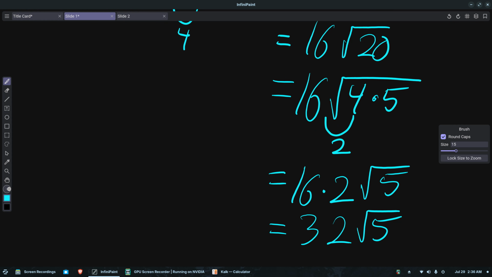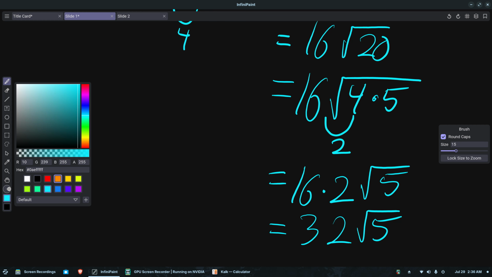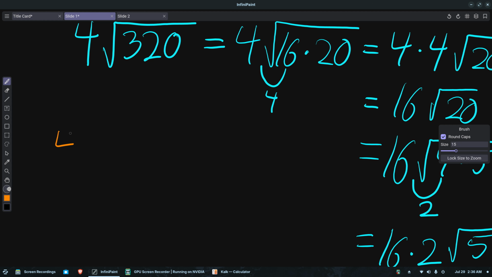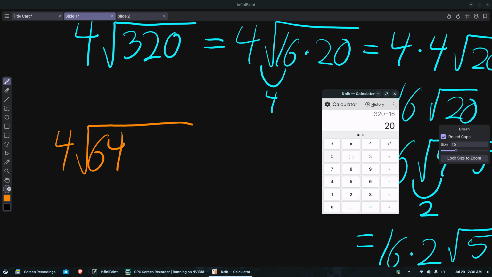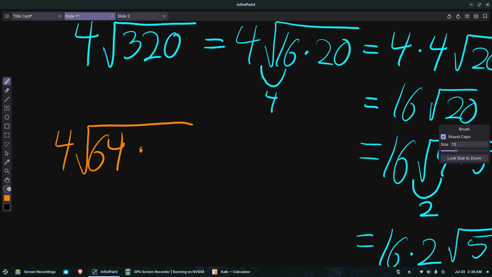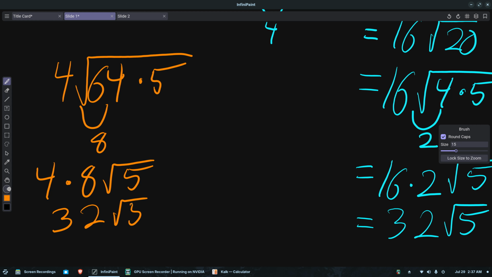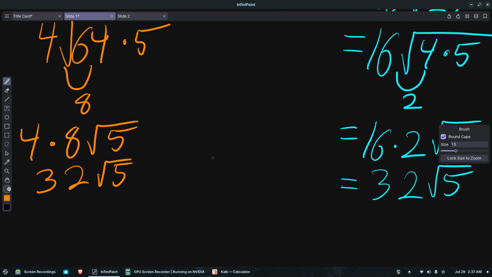Just in case you don't believe me, I'll show you what that would look like. So I'll change colors. Ideally what you would want to do is factor out 64. So you do 4 root 64 times 5, because if you divide 320 by 64, it gives you 5. You take the square root of 64, that's going to give you 8. You're left with 4 times 8 root 5, which brings you to 32 root 5. And we basically have ended up with the same answer.